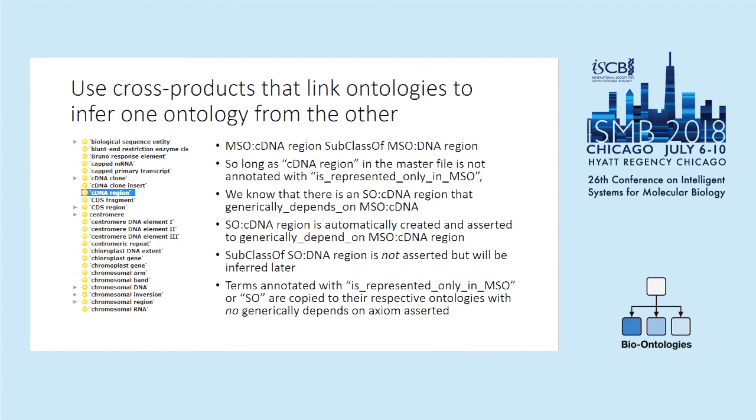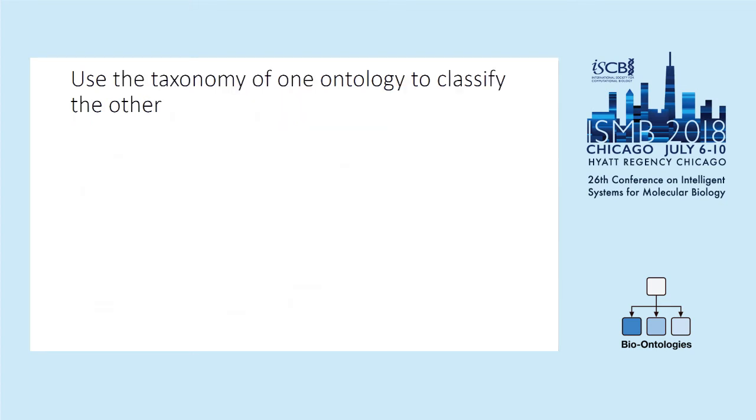However, if a term, when we go through this process, happens to be annotated with 'is represented only in MSO' or 'is represented only in SO', then we employ a different step in our algorithm. We must copy this class in toto to its respective ontology, including all of their assertion axioms that are required to classify it.